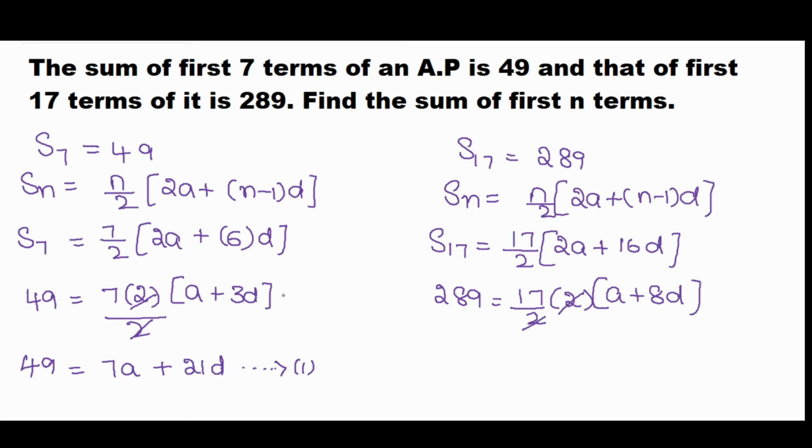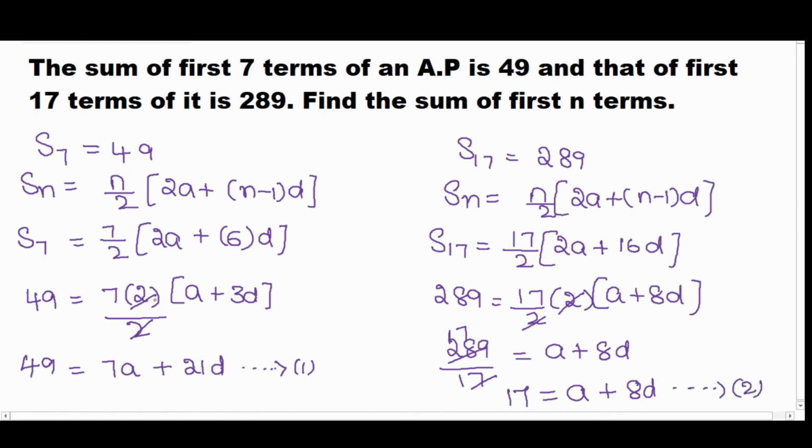See, I'm bringing 17 towards this side. I get 289 divided by 17 is equal to A plus 8D. So 17 ones are 17, 17 sevens are 119, 17 tens are 170, so it is 289. So I can write the equation as 17 is equal to A plus 8D. This is equation number 2.